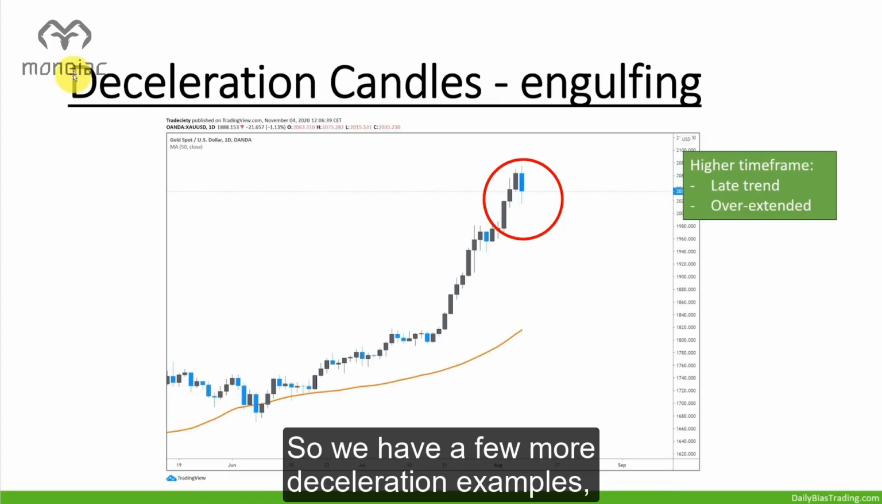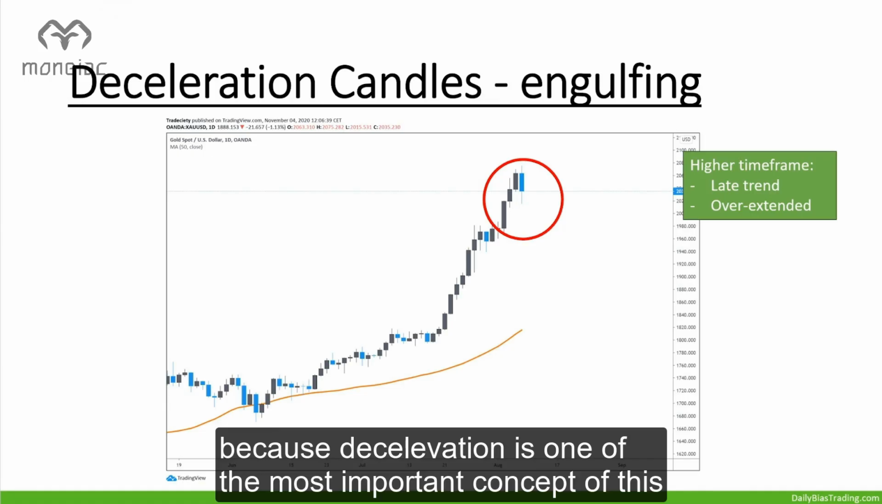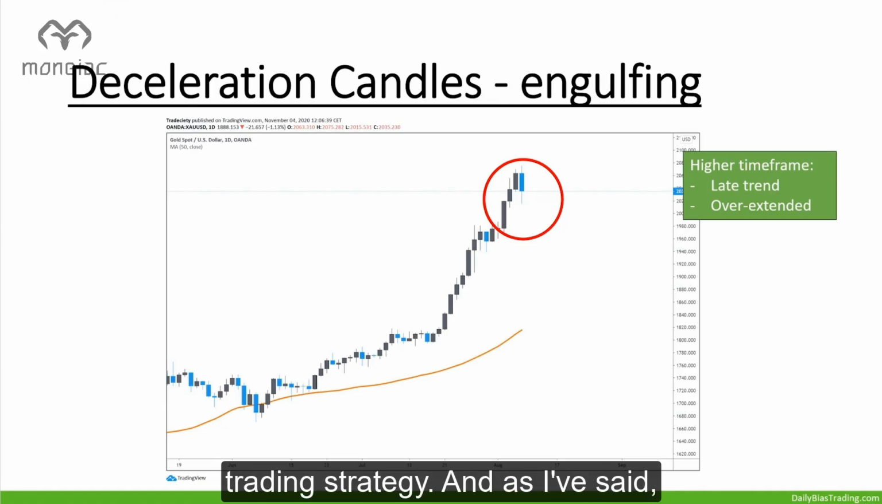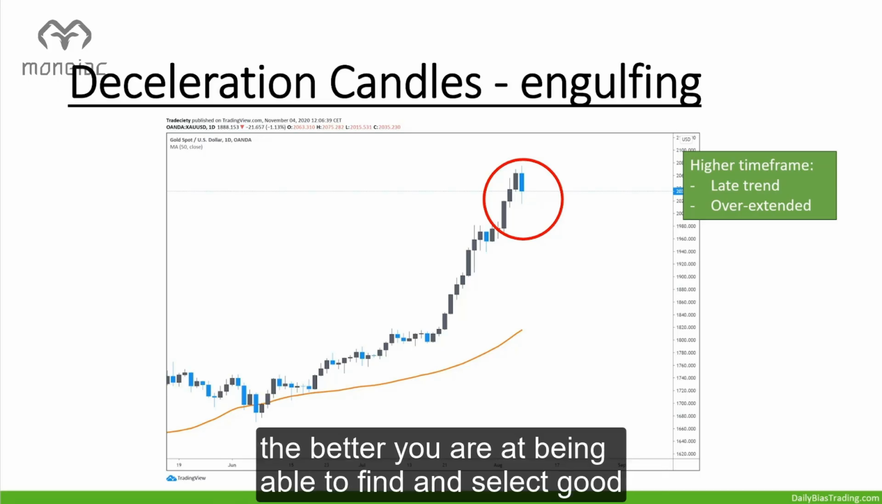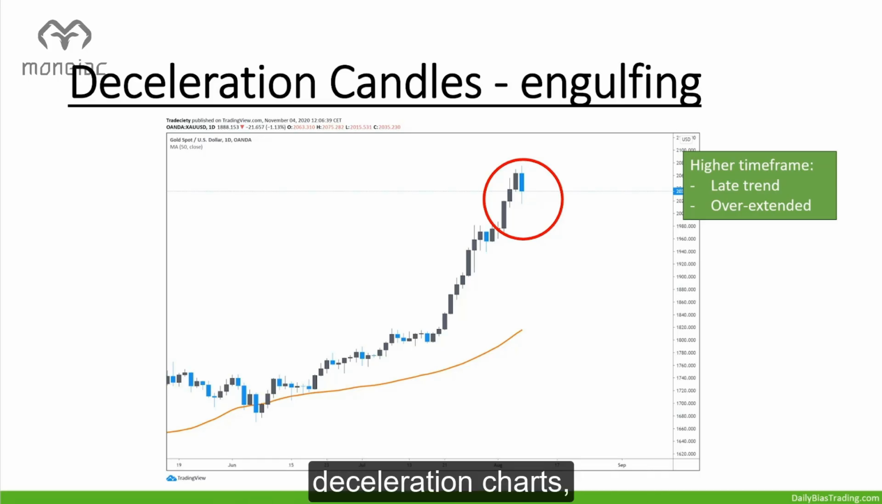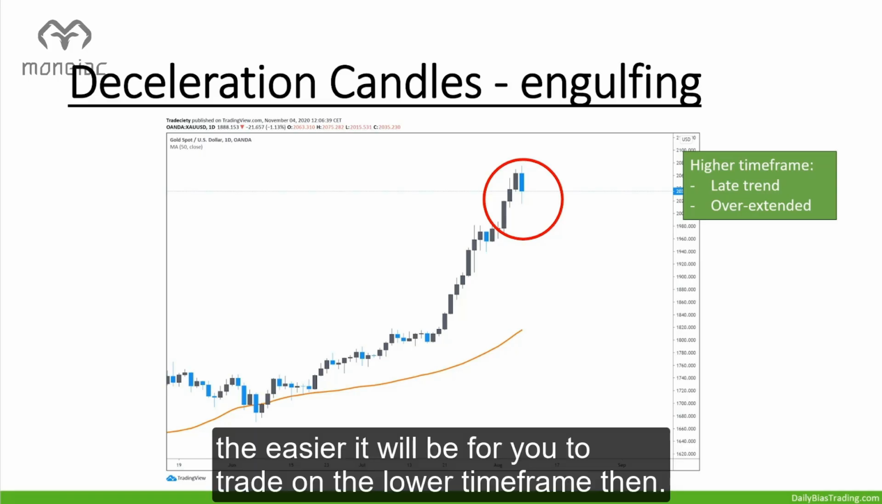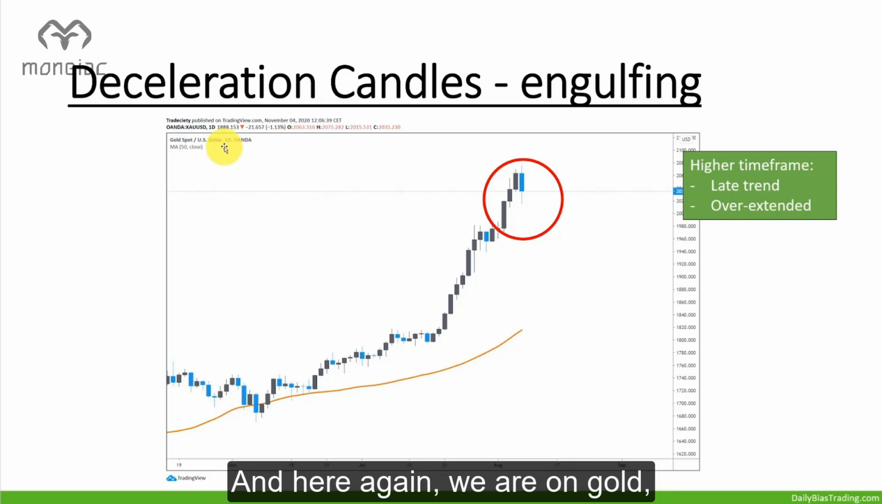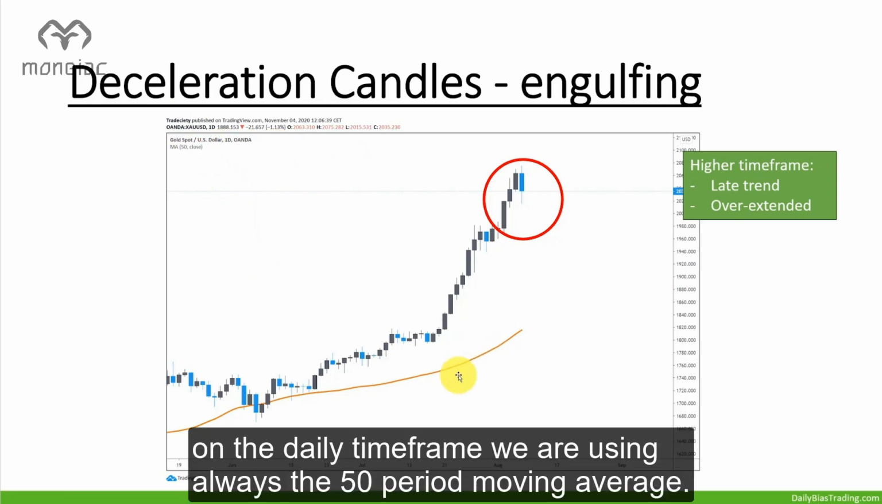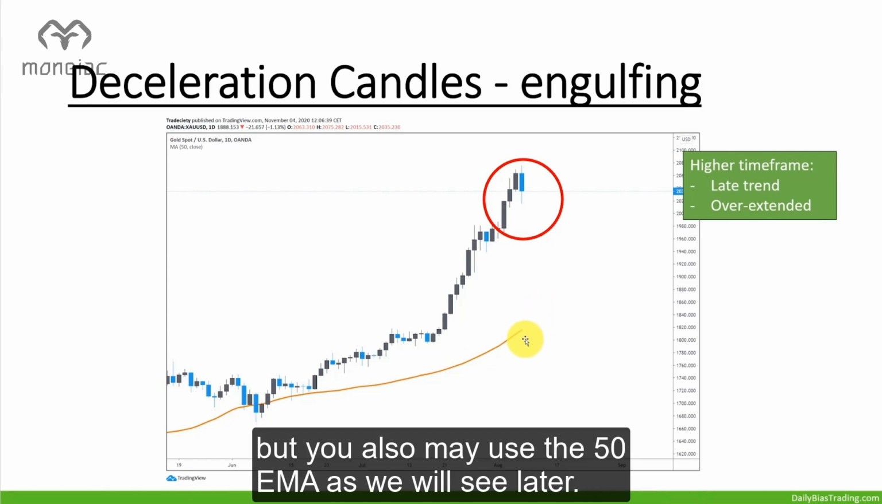So we have a few more deceleration examples, because deceleration is one of the most important concepts of this trading strategy. And as I've said, the better you are at being able to find and select good deceleration charts, the easier it will be for you to trade on the lower time frame then. And here again, we are on gold. On the daily time frame, we are always using the 50 period moving average. I use a simple moving average, but you also may use the 50 EMA, as we will see later.